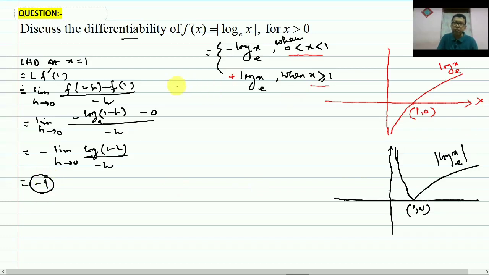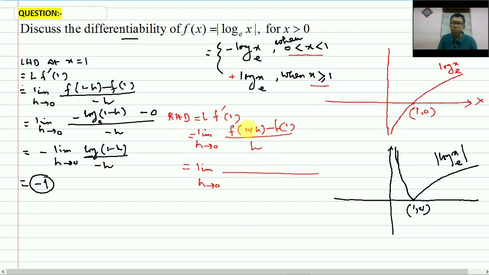Now you find the RHD. Rf dash 1, that means right hand derivative of the function f of x at the point x is equal to 1. Use limit h tends to 0, f of 1 plus h minus f of 1 whole divided by h. So limit h tends to 0, these are all critical discussion. Limit h tends to 0, x is more than 1, so plus log of x, so log of 1 plus h, x is replaced by 1 plus h, minus f of 1, obviously at x is equal to 1, log of 1 means 0, so this is 0, whole divided by h, so the limit is 1. So see that RHD is equal to 1 and LHD is equal to minus 1.